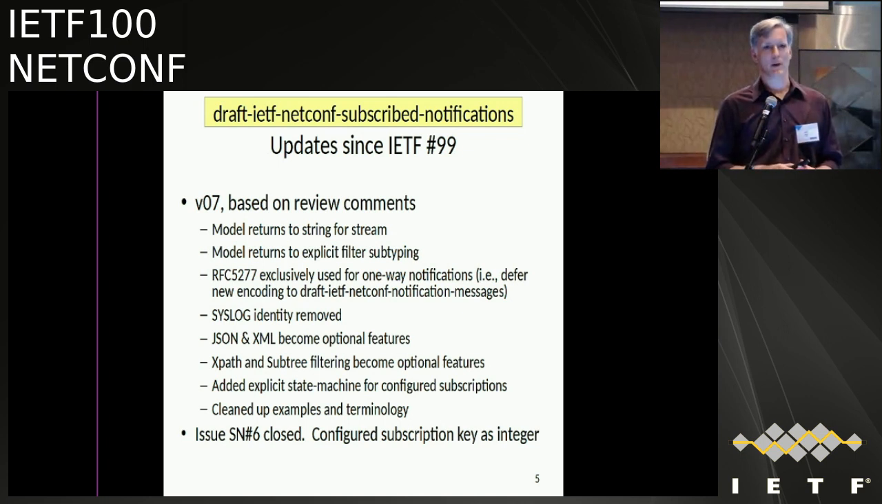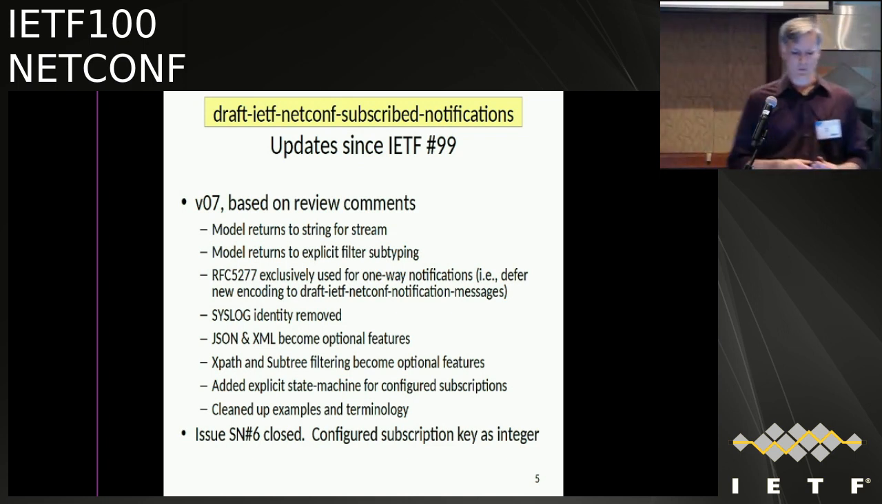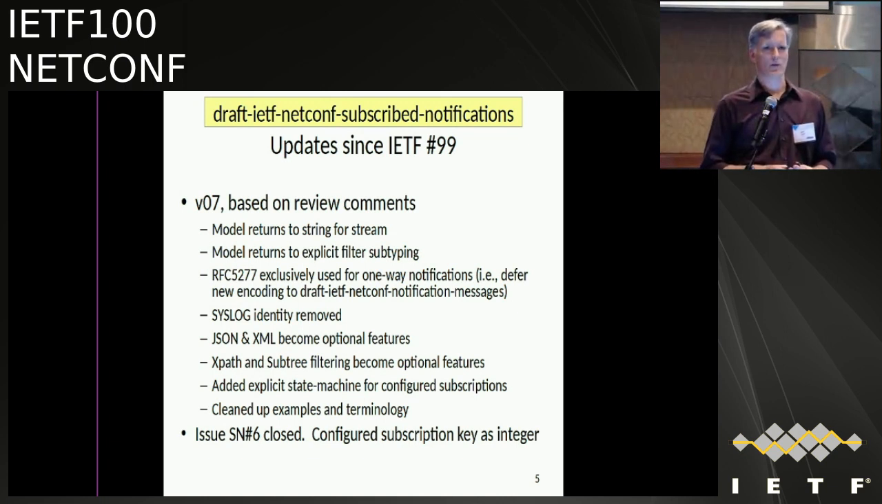We returned to some of the things that we had in earlier drafts. We had a return to a string for a stream, which was in earlier drafts. We had explicit filter typing in our earlier drafts, we went back, and then we returned to that. There were also some excellent comments made on 5277 and the use for one-way notifications, and we clarified that as well. So there's a whole bunch of cleanup changes. The structure of the document stays fairly consistent, but now it is definitely more readable and probably more applicable than before the review.